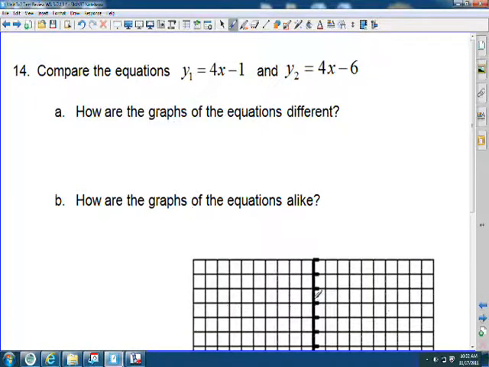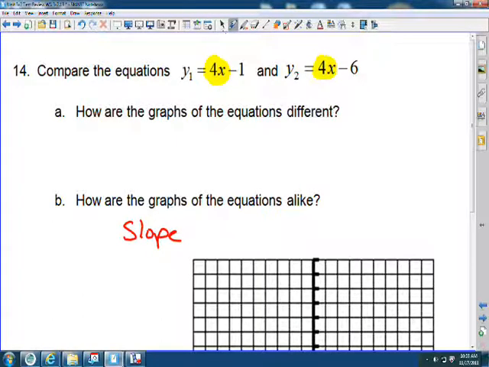Number 14. Okay. Now, if you want to graph these two equations, you can. Or you should be able to look at these and figure out what's the same and what's different. Well, look right here. I have 4x and 4x. What is that number? That number is the slope. What's the same is the slope.